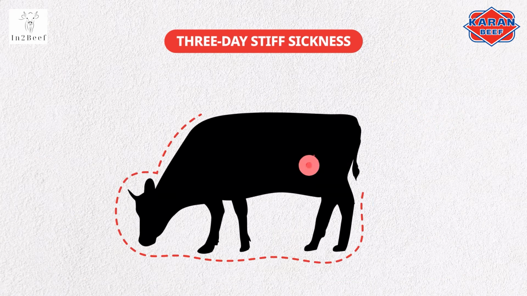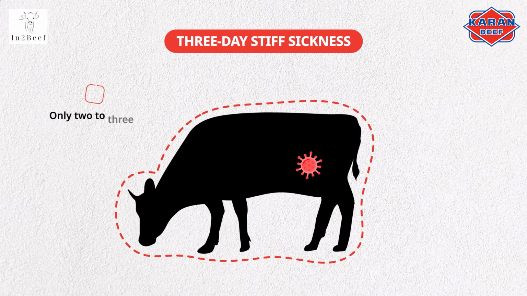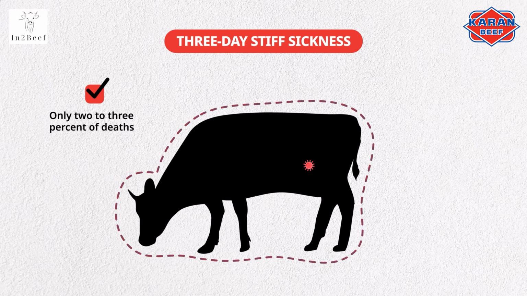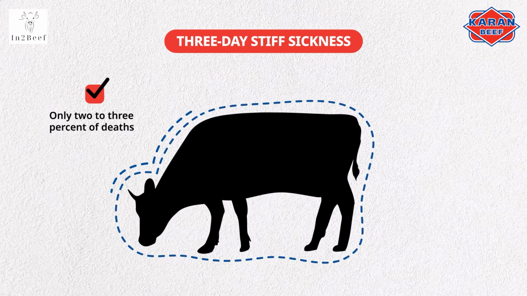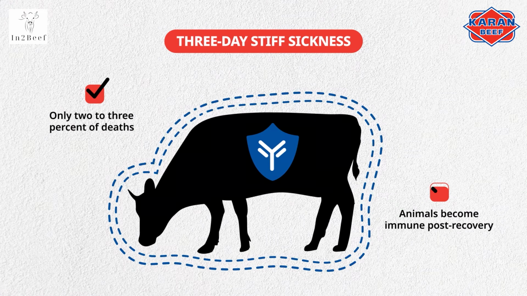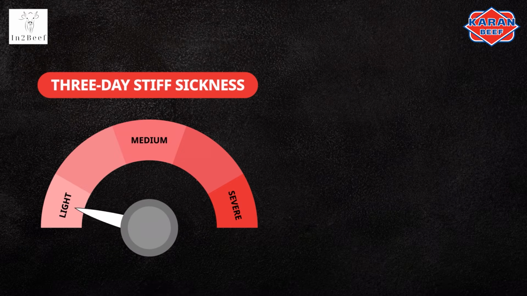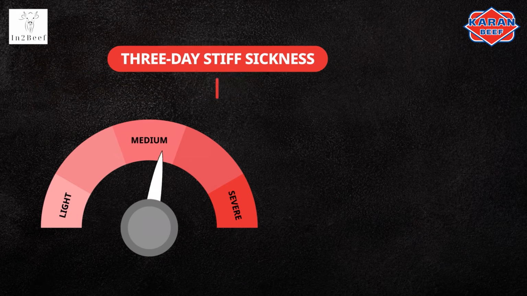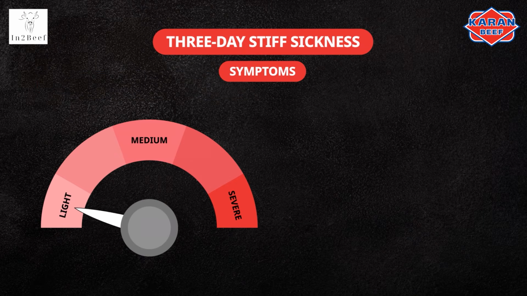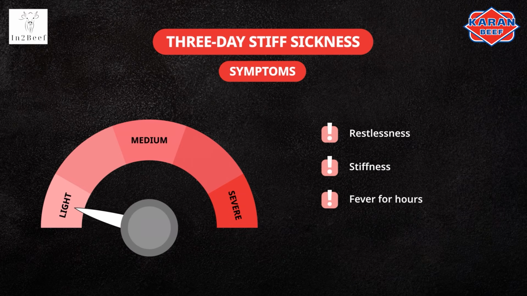Once an animal has become infected with the disease, it will usually recover with only 2 to 3% of deaths occurring. Once recovered, the animals will be immune to TDS. 3-day stiff sickness can occur in a light, medium, or severe form. The symptoms can therefore vary from light, where the animal will be restless, stiff and has a fever for hours, to where the animal cannot walk but will still have an appetite.